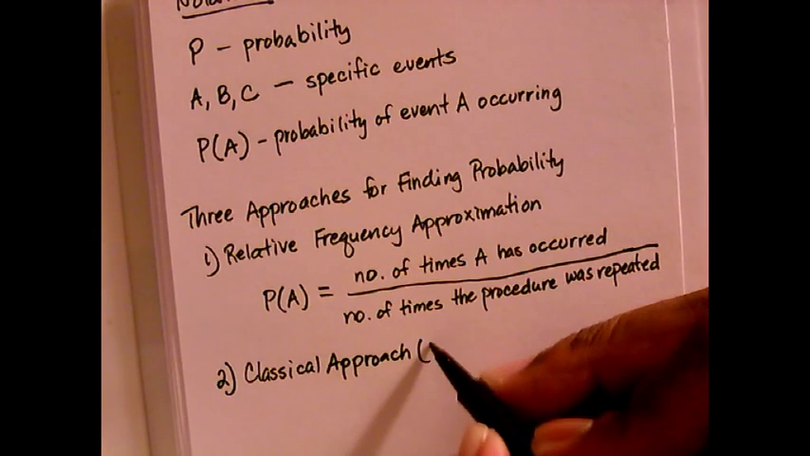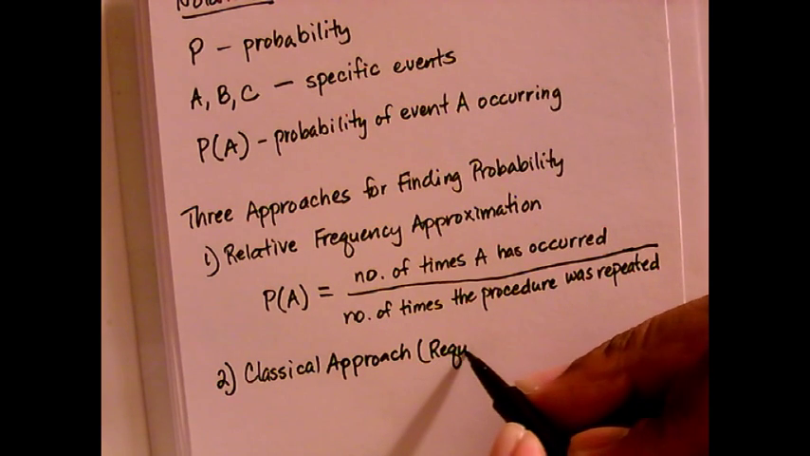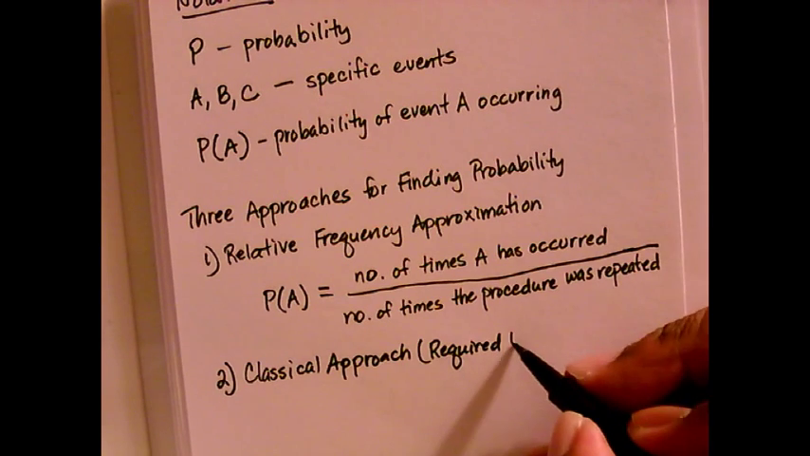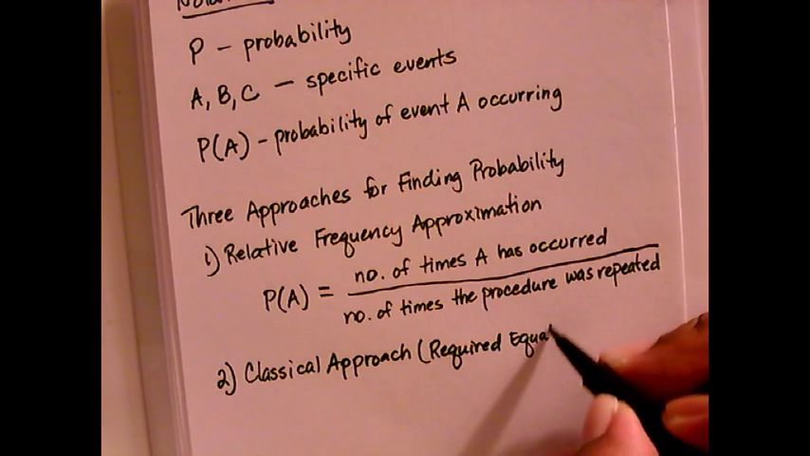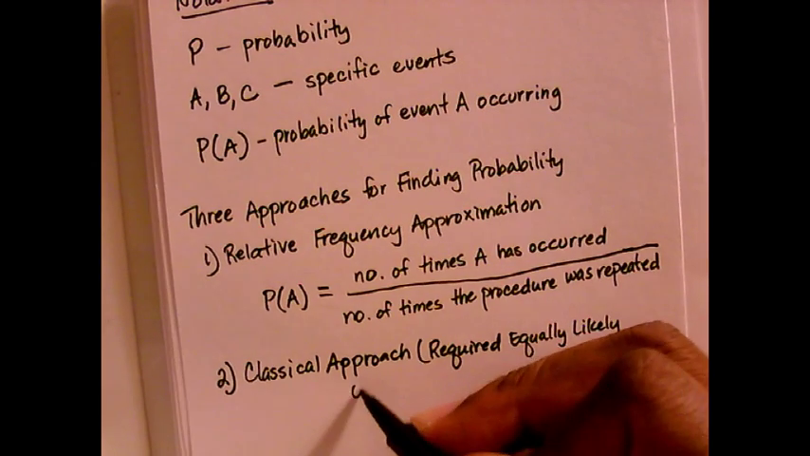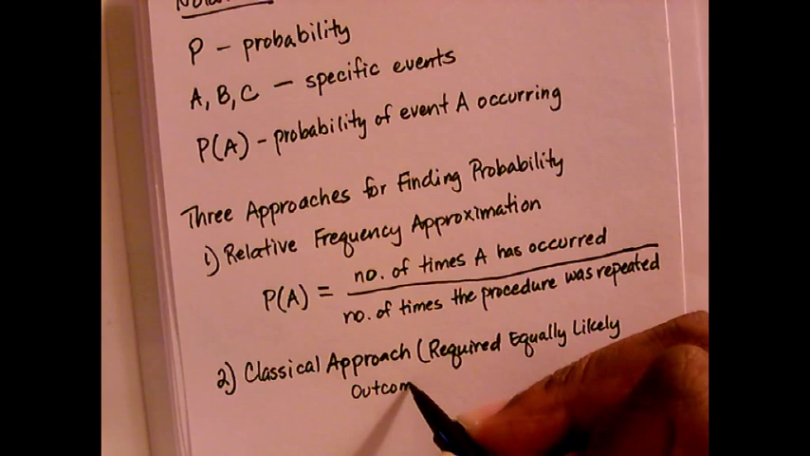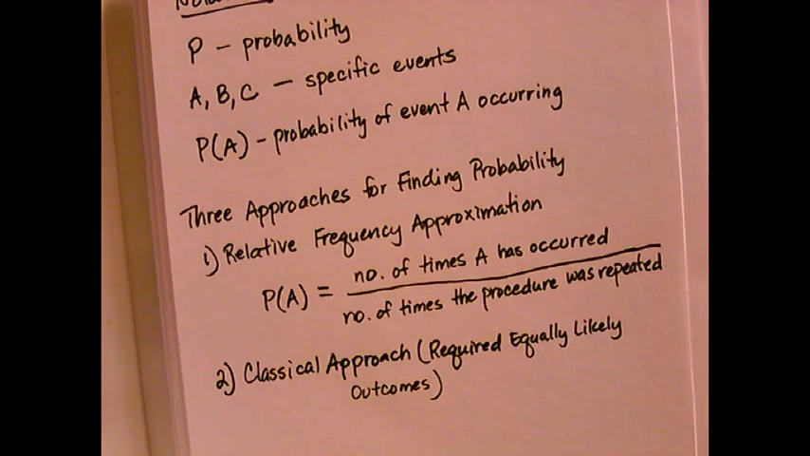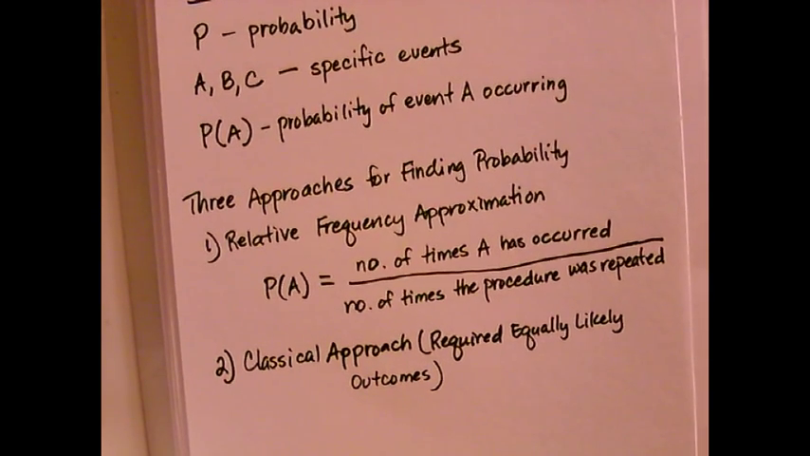Okay. And this situation is where you're required equally likely outcomes. So here you're to assume that a given procedure has n different simple events, and that each of these simple events has an equal chance of happening. If the event A can occur, then we have this probability.